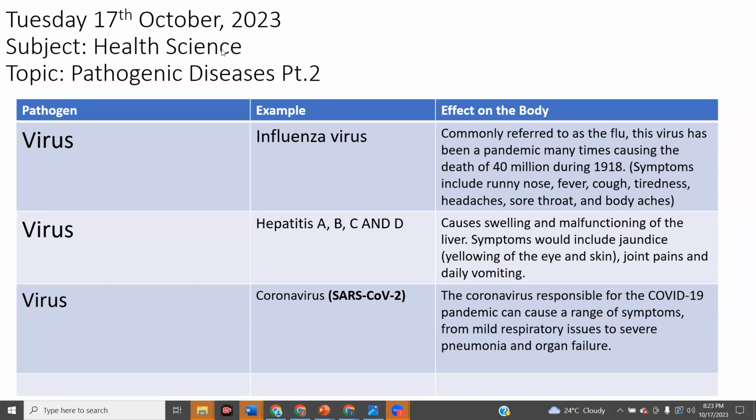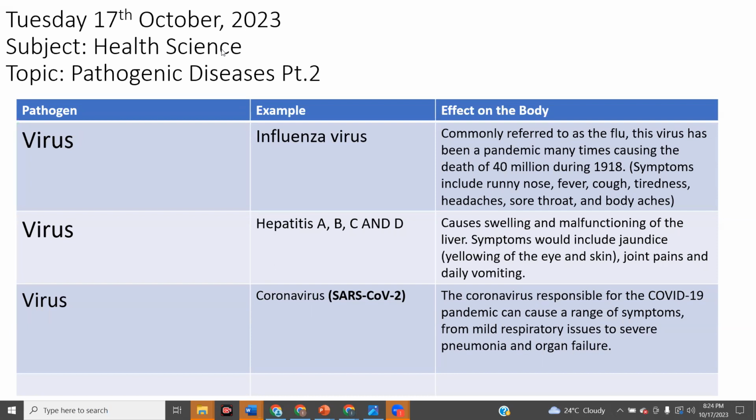Waterfall, give me an example of a pathogenic disease caused by a virus. Where's Waterfall? Waterfall, are you there? Yes, sir. Give me an example of a pathogenic disease caused by a virus. COVID. COVID-19, very good.